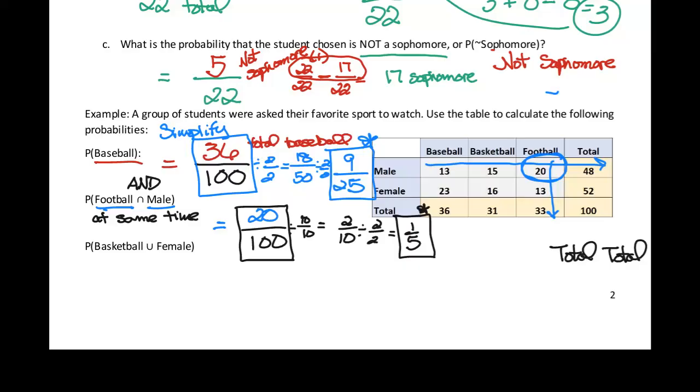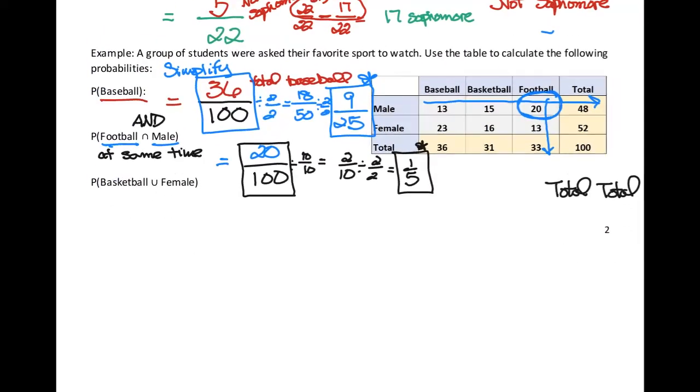Why didn't you just take 20 over 100? Well, because you know it can be simplified. So football and male, you find where they intersect when it's an "and" statement. All right? And here's the last one.